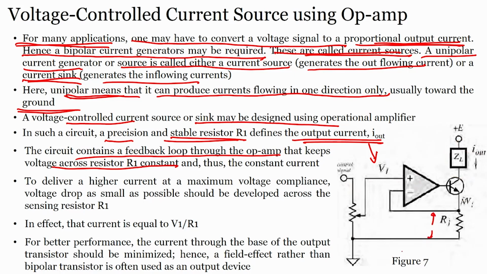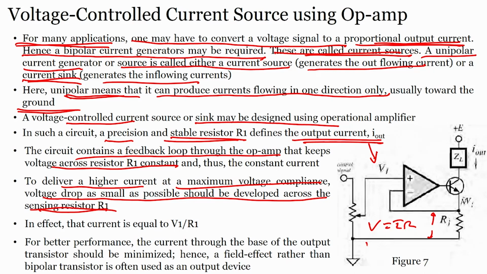Now, you can see that there is feedback across the operational amplifier, because of which the voltage across this R1 is constant. To deliver a higher current at maximum voltage compliance, a voltage drop as small as possible should be developed across the sensing resistor. How can we develop this kind of voltage drop? Because we know that V equals IR, then I equals V by R.